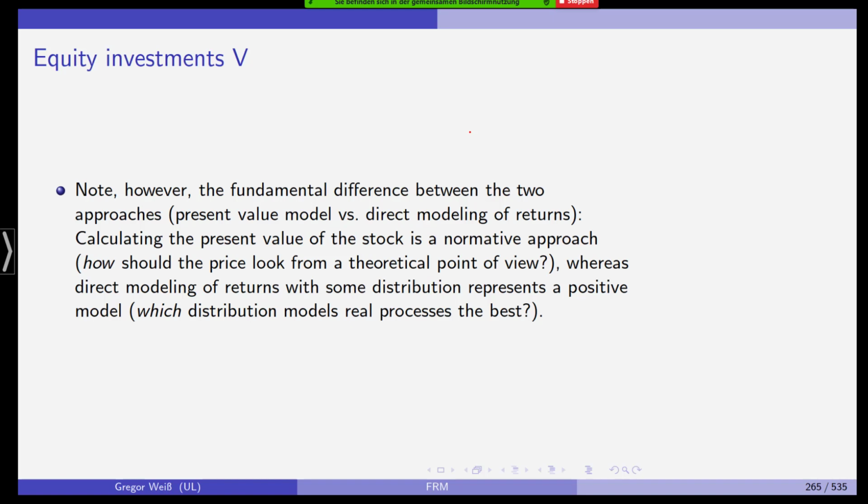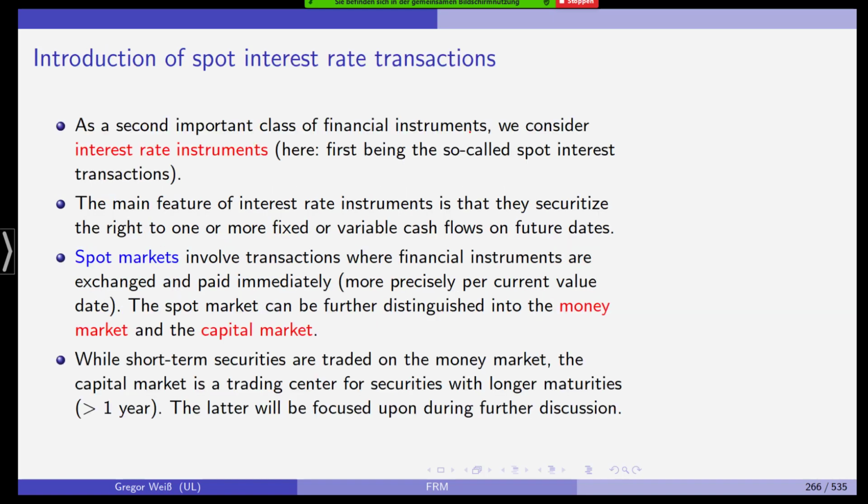Whereas if you take a direct model, and we would probably call this a reduced model, not a structural model. In a reduced model, you're not so much concerned about the factors that drive the stock price, in this case, the payouts and the present value, but you simply take the stock returns as given, and you're trying to model it as best as possible. So you're trying a positive model in the sense that you're looking at which distribution models real processes the best. So that's one slight difference here. Okay, so we have stocks.